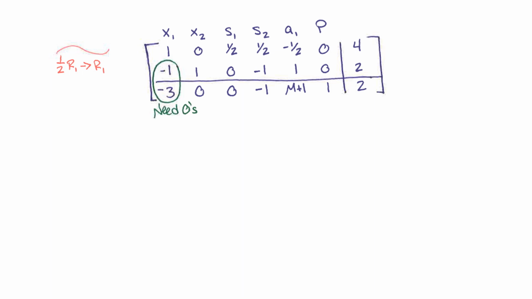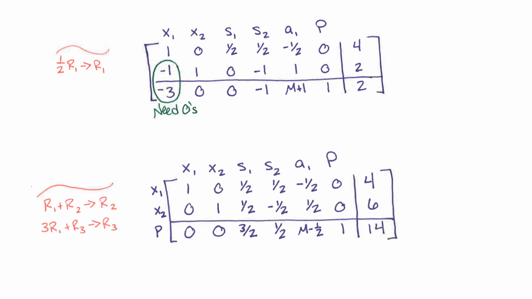So now I just need to get zeros in the rest of the pivot column. So I'm going to use the commands R1 plus R2 to get the new R2, which is 0, 1, 1/2, negative 1/2, 1/2, 0, 6, and 3R1 plus R3 will give me my new row 3 of 0, 0, 3/2, 1/2, m minus 1/2, 1, 14. And we can now see that this tableau is optimal.